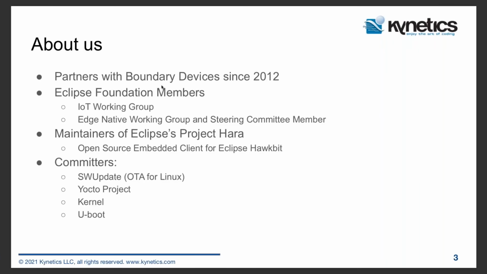So a little bit about us. We have been partners with Boundary since 2012, so we have a long history of projects and success stories. We are members of the Eclipse Foundation, in particular the IoT Working Group and the Edge Native Working Group. We are the main maintainers of Eclipse ARA, an open source embedded client for Hawkbit. Hawkbit is a backend for managing OTA, and is part of the Eclipse Foundation too. And we are committers on several embedded projects: SW Update, probably known to many of you as the OTA client for Linux, and Yocto, the kernel, and also U-Boot.